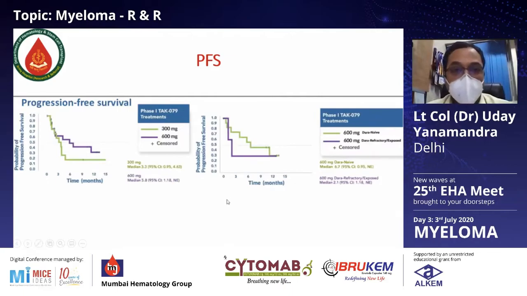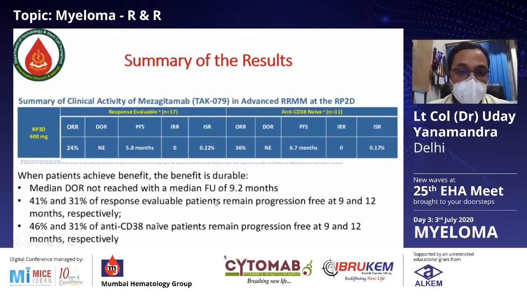She has shown phase 1B data, wherein in a dose escalating fashion, 600 mg had a good progression-free survival, and particularly in those patients who were DARA naive, this molecule had a better PFS when compared to those who were already treated. Now, if you look at the summary of results presented by Dr. Amrita Krishnan, in phase 2, for the dose which was decided for phase 2, in the 17 evaluable patients the response was around 24%, and in those patients who were anti-CD38 naive, the response was around 36%.